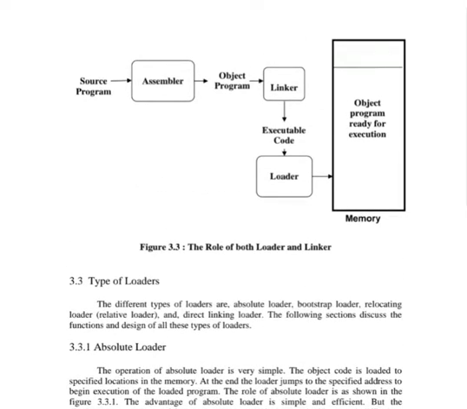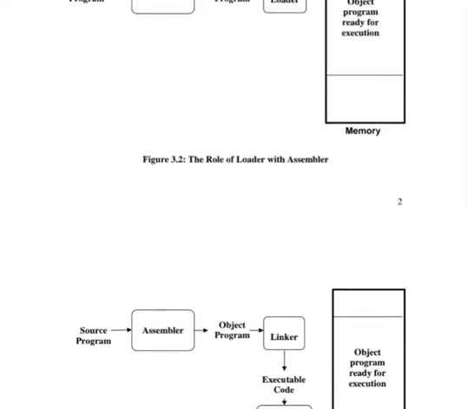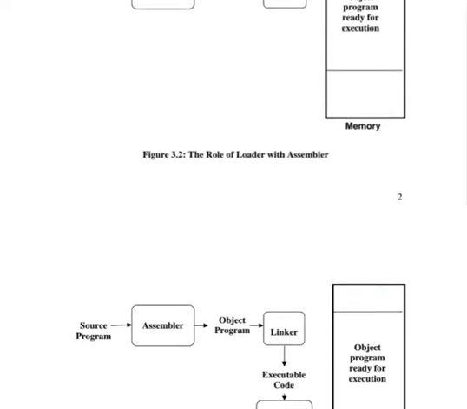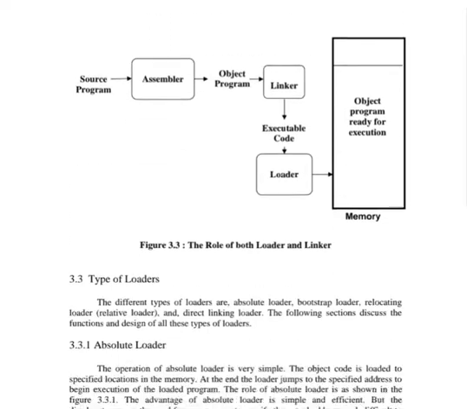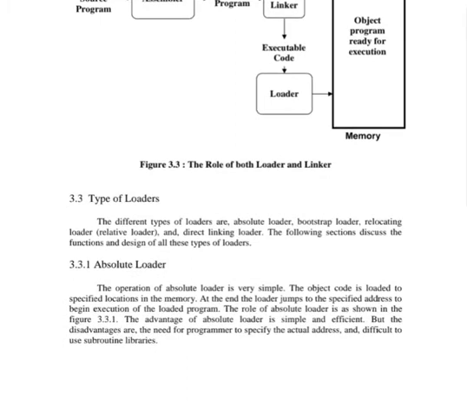So this is the diagram which shows the role of both loader and linker, where the source program is given to the assembler, and the object program to the linker. From the linker, executable code goes to the loader, and the loader finally places it in memory, that is, the object program is ready for execution. So these are the three diagrams which show the role of loader with assembler, and the role of both loader and linker.